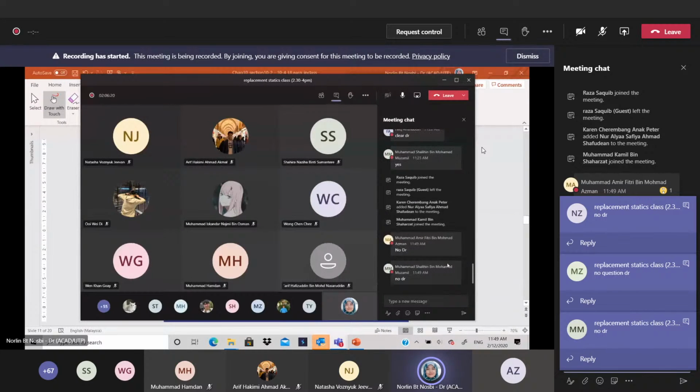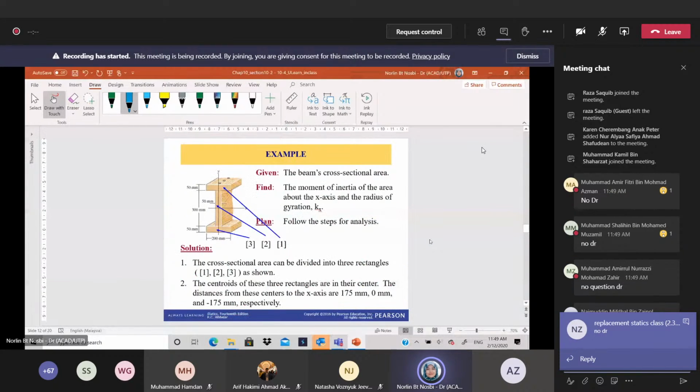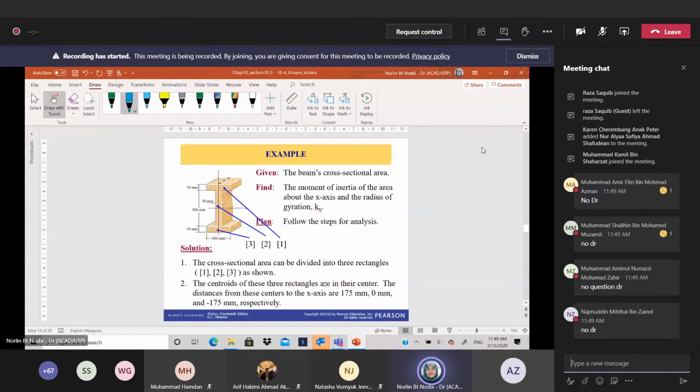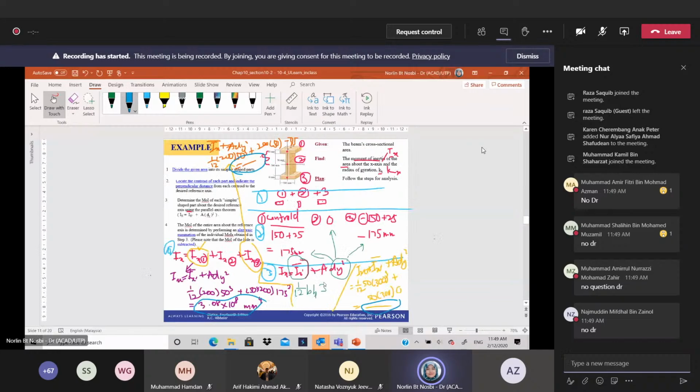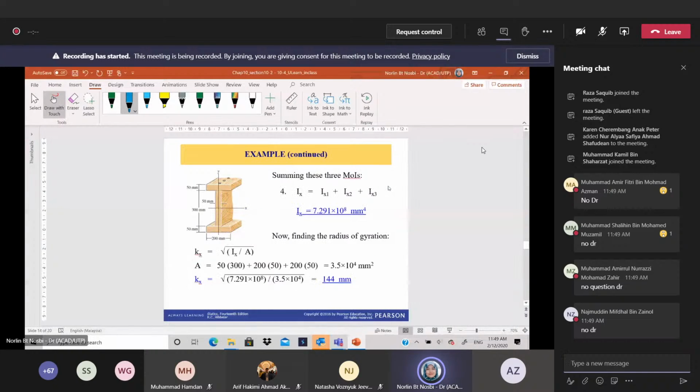Okay, this one I'll show you how to solve this. Now you need to find the kx, right? The question asks you to find the kx, the radius of gyration. The radius of gyration is equal to the square root of Ix over A.